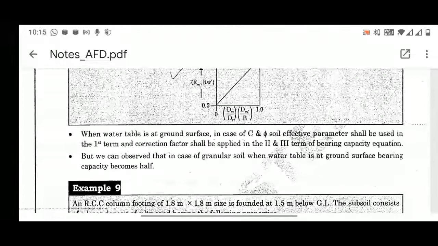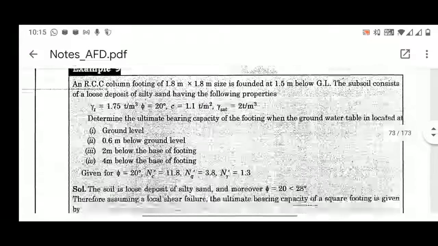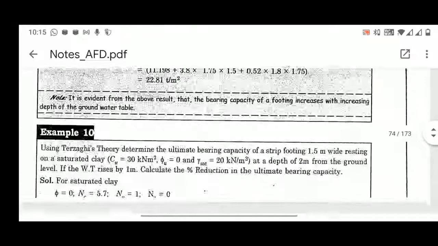Why am I saying effective parameter? Because there is a water table, and the correction factor that you have to apply is in the second and third term, not in the first term. But we can observe that in case of granular soil, when the water table is at the ground surface, the bearing capacity becomes half, right? So for granular soil, whenever the water table is at the surface, your bearing capacity will reduce to half its value. Now these are the example problems when you have the water table, right?